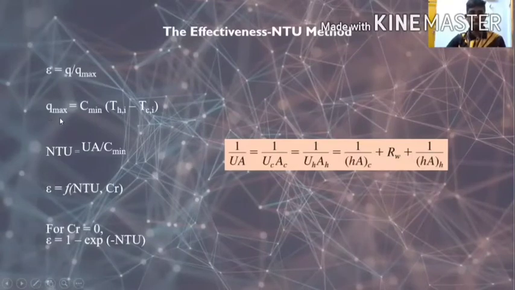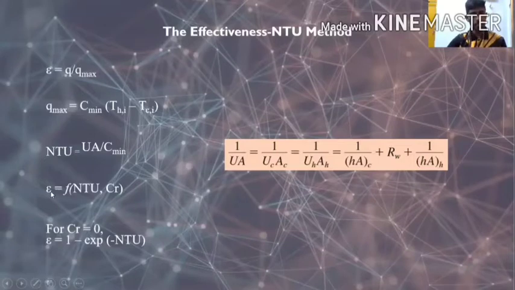The maximum heat rate can be calculated using this formula, where C is the heat capacitance of the fluid. The minimum refers to either the hot or cold fluid, depending on which has the lower heat capacitance, and the temperature difference is T hot initial minus T cold initial, because this is the maximum temperature difference available in the heat exchanger. And there is a formula to calculate NTU using UA over C minimum.